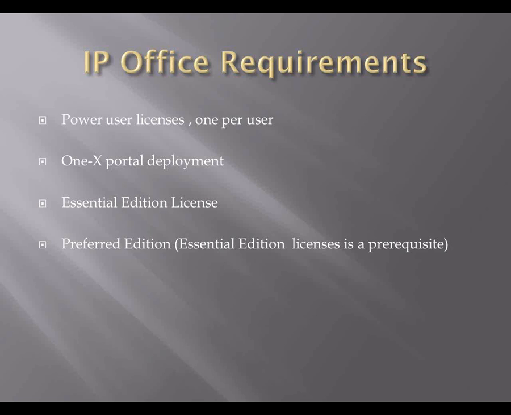But to simplify it, I would say that the Essential Edition license would most likely be those installations that have the embedded voicemail, and then the Preferred Edition is going to be those with Voicemail Pro. So if you have Voicemail Pro from a licensing standpoint, you have just about everything you need to get Power User set up.